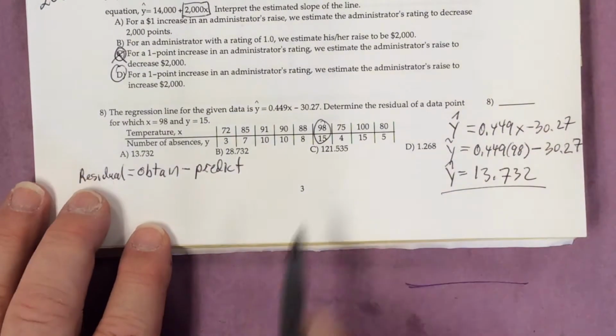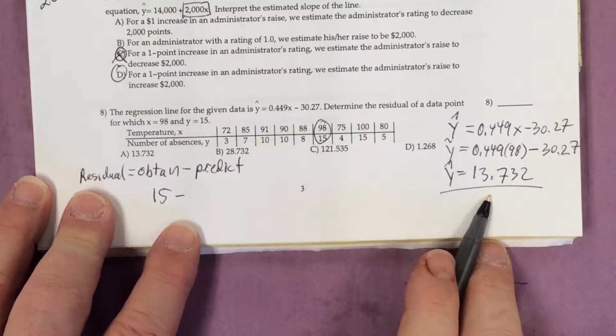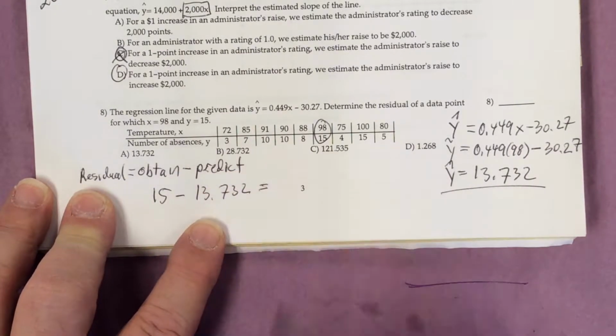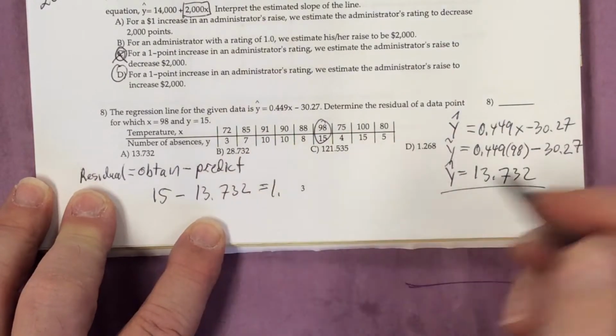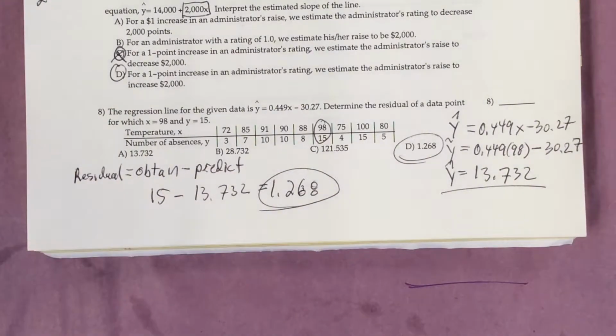So what we obtain from the data is going to be 15. What we predict using the line of best fit is going to be 13.732. If we take the difference of that, we'll find that's going to be equal to 1.268, which is going to correspond, in this case, to choice D. Again, that's going to be in section 4.2 of the book. Hopefully, as a concept, it's not too bad. You just got to be sure you keep straight the difference between what is obtained, which is going to be from the table, and then what's predicted, which is going to be from the formula based on the given x value.